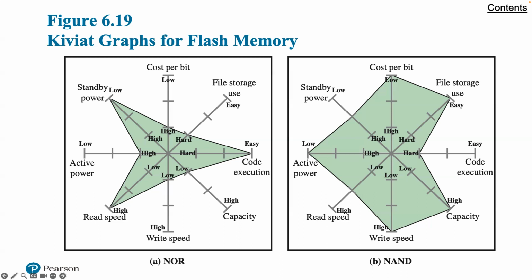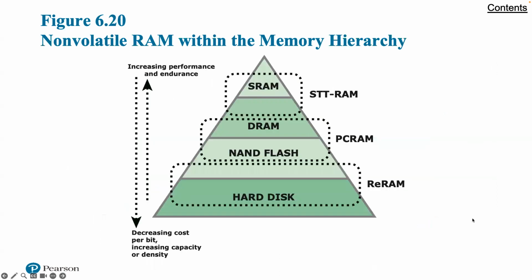NAND memory is better suited for external memory, such as USB flash drives, memory cards, digital cameras, MP3 players, and things like that, in what are known as solid-state disks, SSD, and we're going to be talking about that in the next chapter, chapter 7. So the traditional memory hierarchy has consisted of 3 levels.